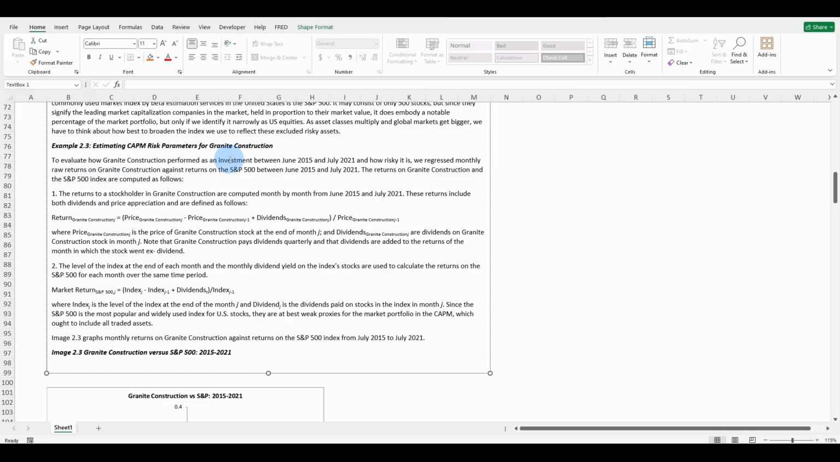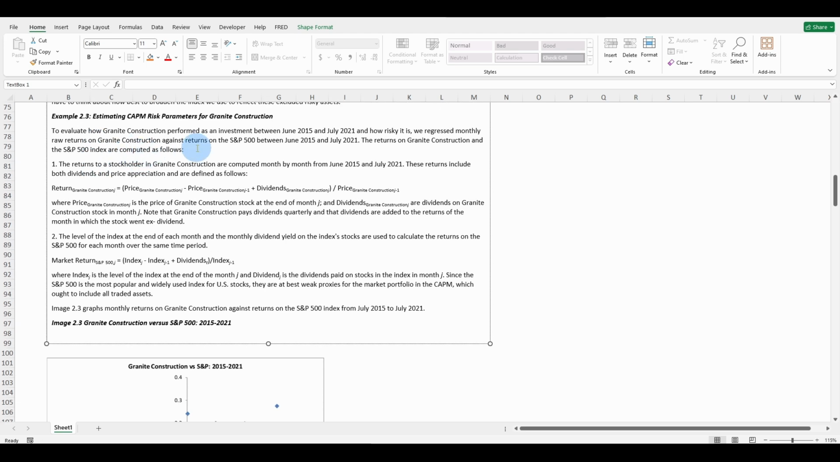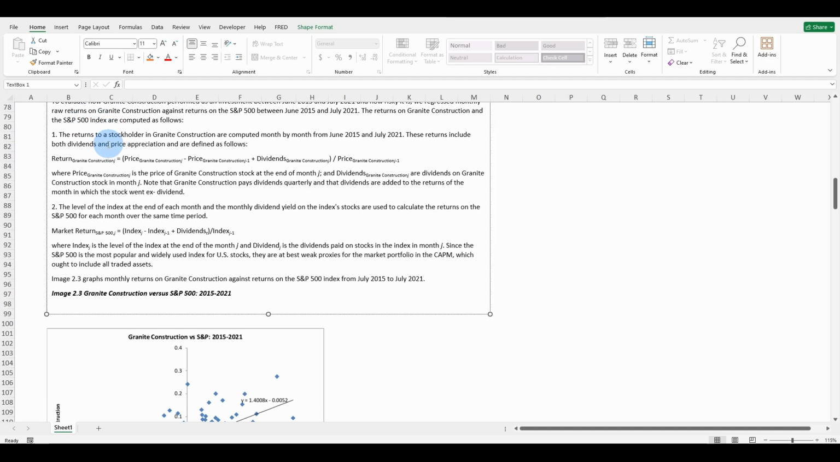Estimating CAPM parameters for Granite Construction. To evaluate how Granite Construction performed as an investment between June 2015 and July 2021, and how risky it is, we regressed monthly raw returns on Granite Construction against returns on the S&P 500 over this timeline. The return on Granite Construction and the S&P index are computed as follows.